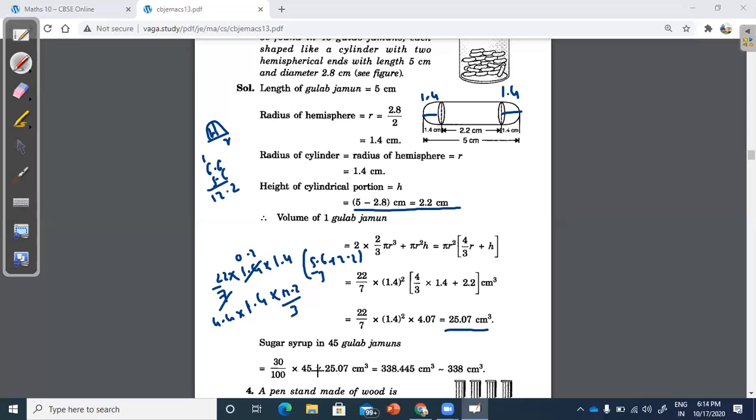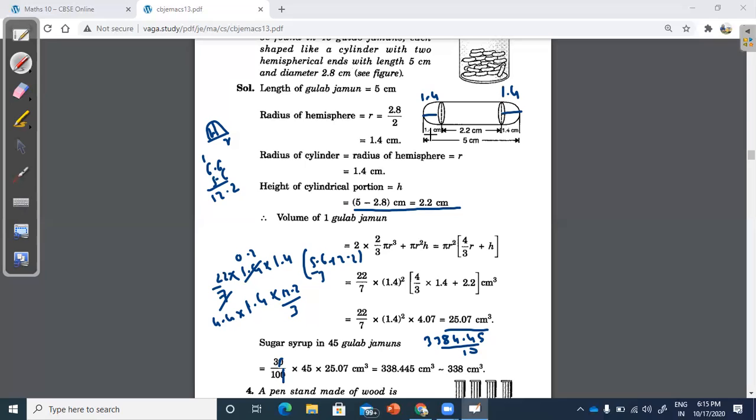So what we'll do, we'll multiply by 45, because according to the question, there are 45 gulab jamuns, and then find 30% of that. That is 30 by 100 into 45 into 25.07. So when I calculate this, of course, I can cancel the 0 here. I can multiply 3 into 45 into 25.07. That will come 3,384.45 divided by 10, and when you divide by 10, you'll get 338.445. So approximately that will come 338 centimeter cube.